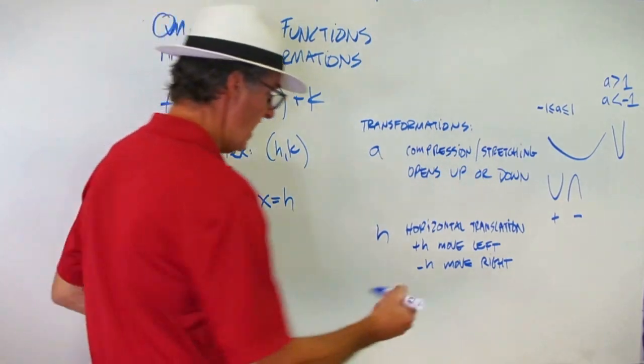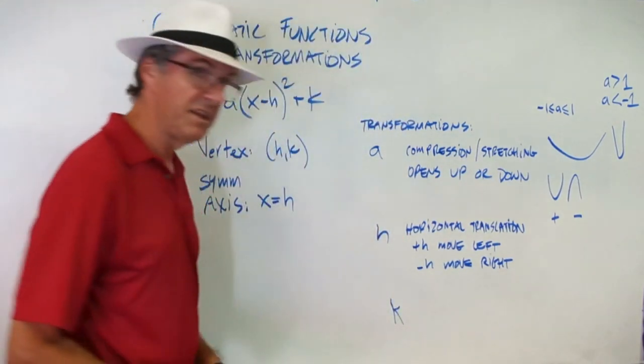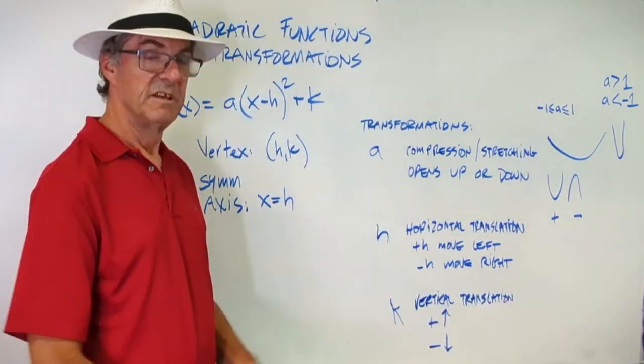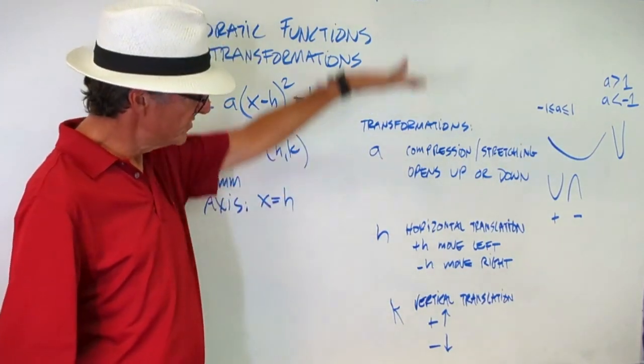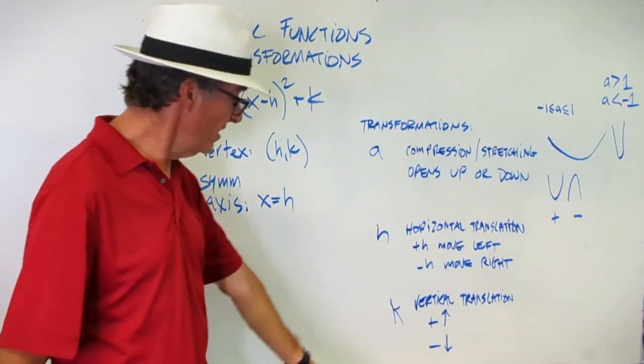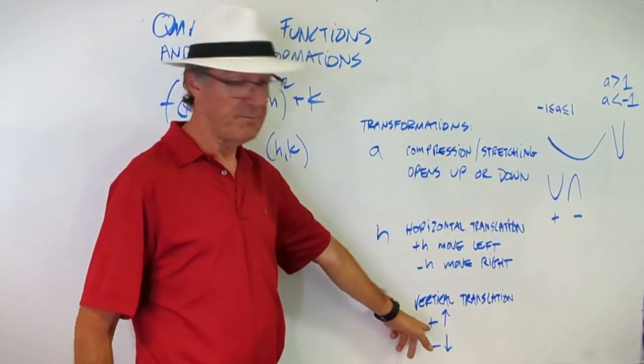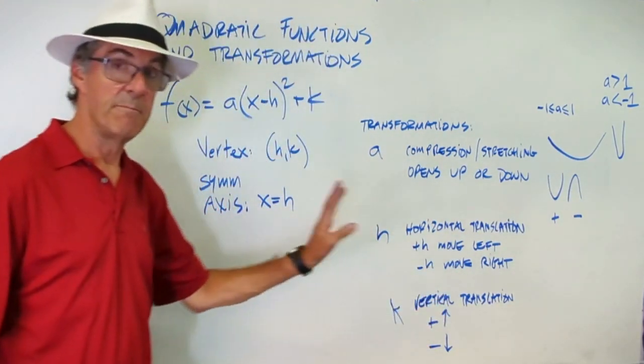Last one, k. What does k do? k is the vertical translation. So k moves the graph up or down. If k is positive, it moves it up. If k is negative, it moves it down. So this one makes sense.